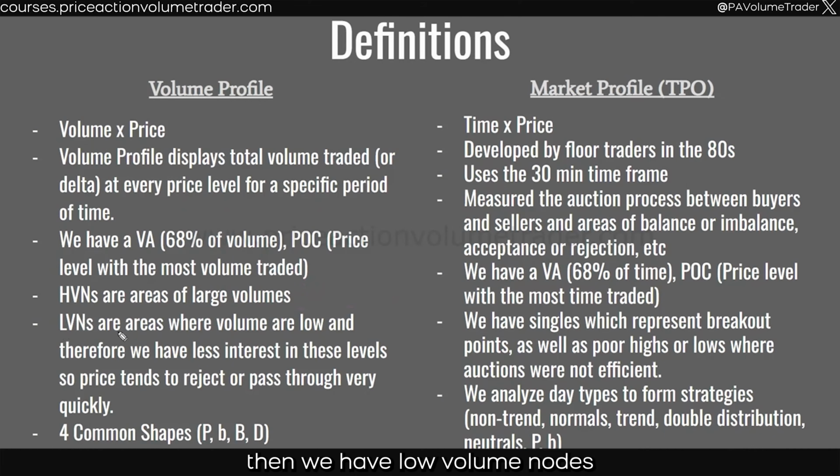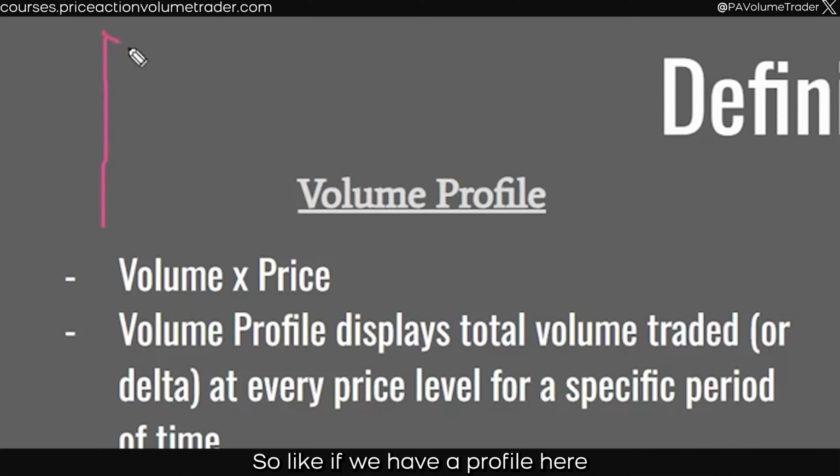Then we have low volume nodes. These are areas where volumes are low, therefore we have less interest at these levels. Price tends to reject or pass through these levels very quickly. Okay, so if we have a profile here and we have something like this, this is what we would call a B-shaped profile.